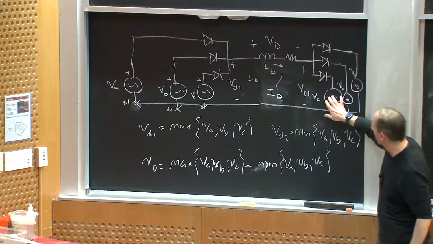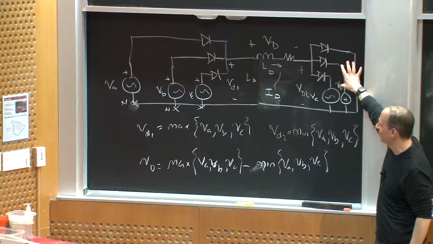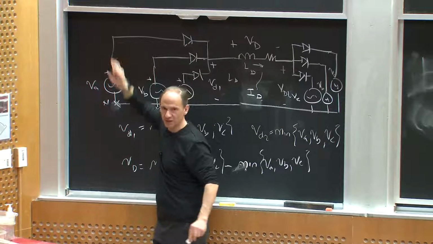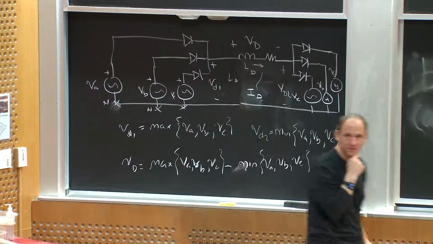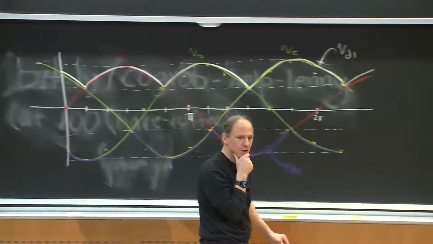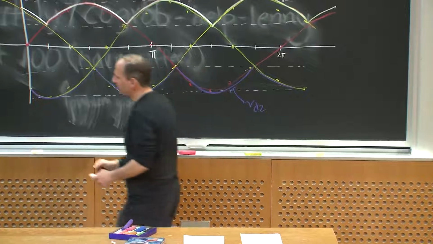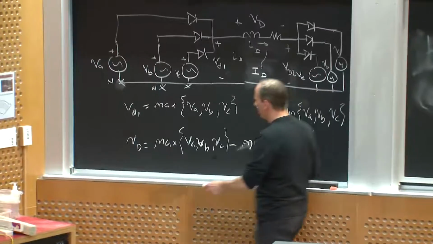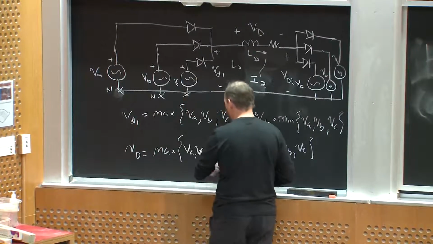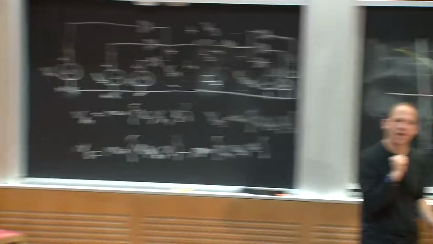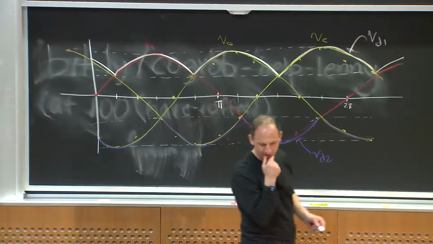Now clearly I'm not using different voltage sources VA, VB, and VC. I'm just connecting this back over to here, for example. Does that make sense to everybody? So if I did that, it turns out that this is the same thing as the maximum of the line-to-line voltages and their negatives. Okay?